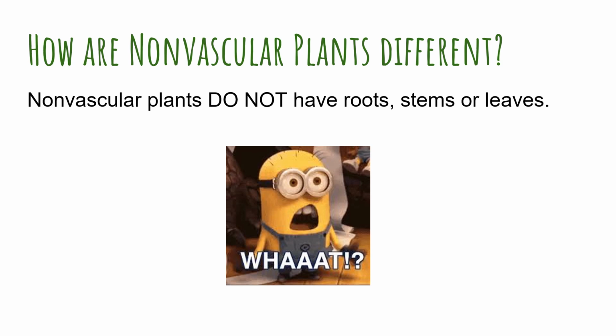Okay, so how are non-vascular plants different? Here's the big thing. They do not have those organs that vascular plants have. They do not have true roots, stems, or leaves. They do have root-like and leaf-like parts throughout the organism's body, but they don't have true roots, true stems, or true leaves because they don't have the tubes to be able to transport water to those different organs. Okay, they're not able to get water from one organ to the next, therefore they really don't have separate organs. Each of the cells does its own job. I love this little minion guy, he's so cute.